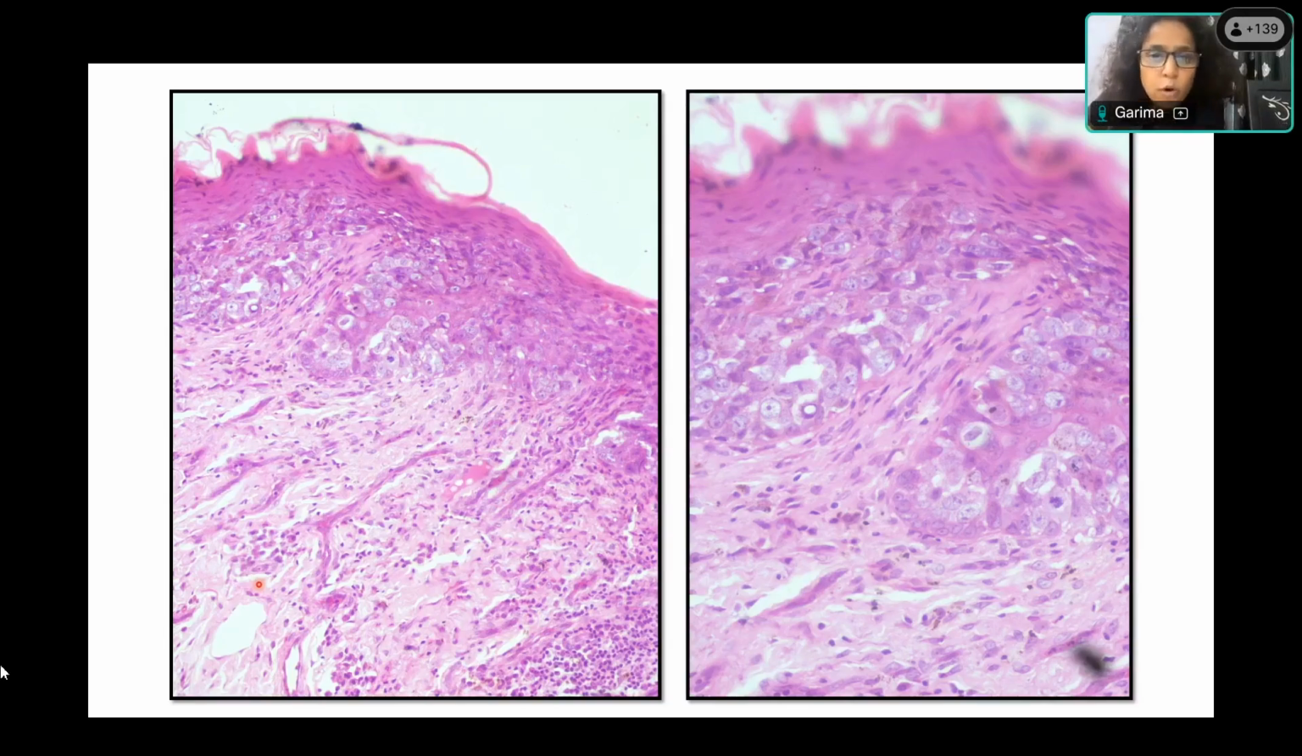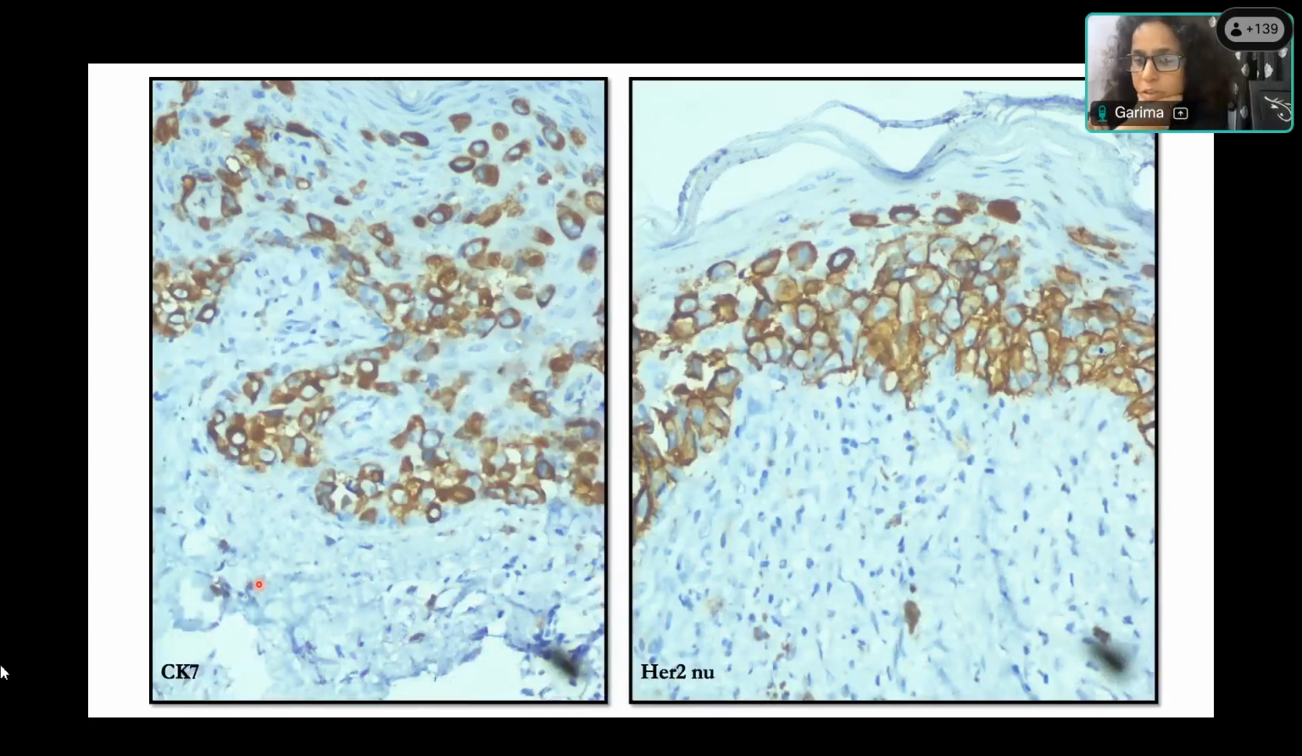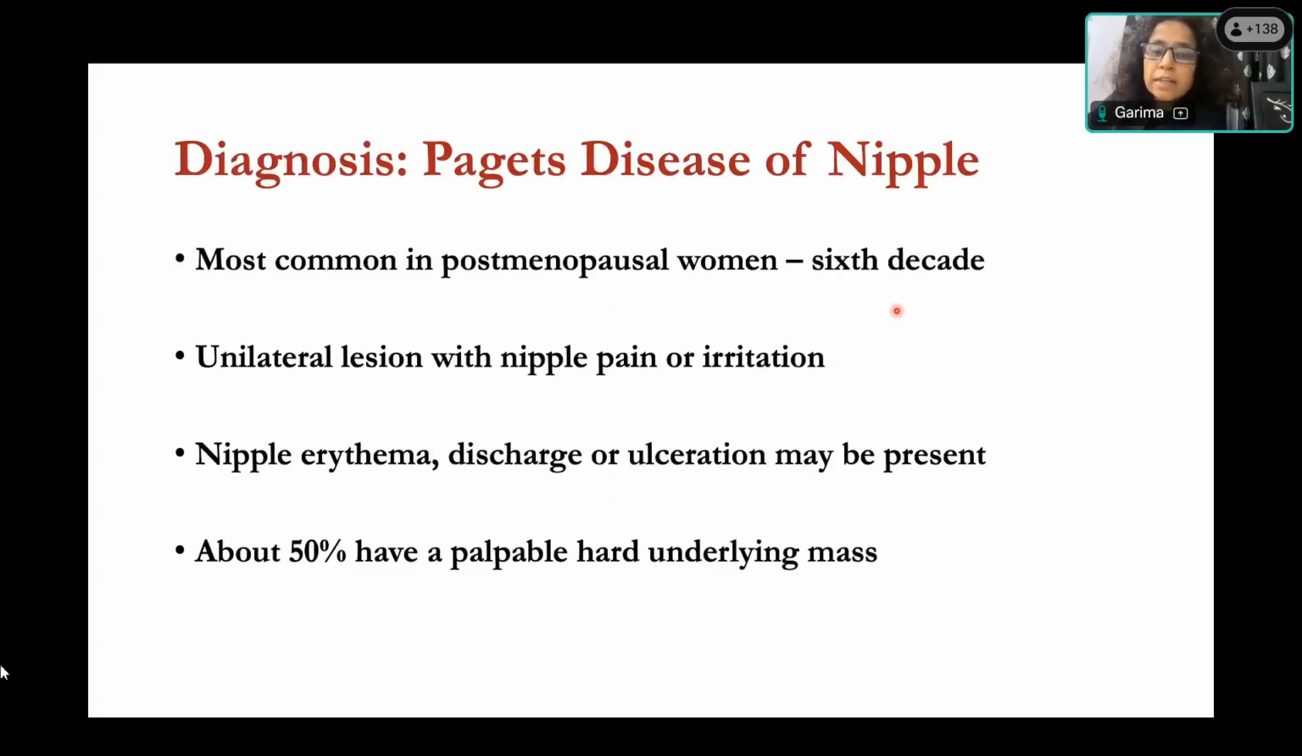Though IHC is not required for this diagnosis, and without the IHC we gave it as Paget's disease of the nipple, CK7, as you can see here, is highlighting these Paget cells. So CK7 is positive, and HER2/neu is also showing membranous positivity. We also did an HMB45 and it was negative, ruling out a melanoma in situ or a radial growth phase.